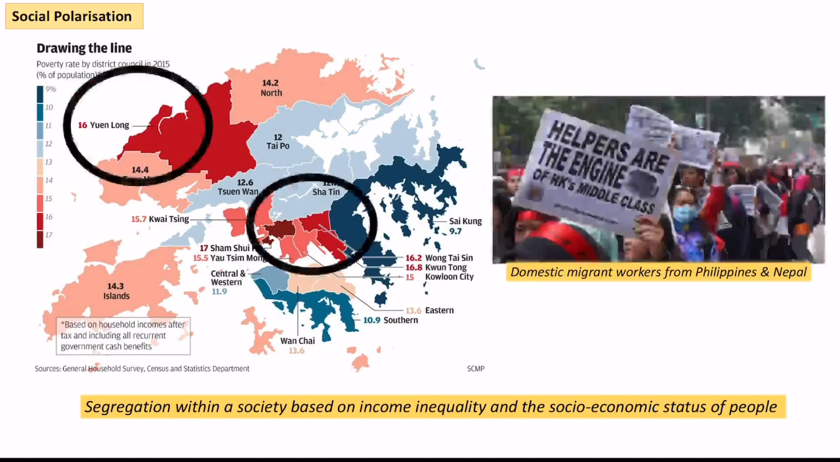It shows that there are varying poverty rates across the whole area. So we might get domestic migrant workers. These are people that work for the richest people in Hong Kong. They would be cleaners, and they're often people from the Philippines and Nepal. They probably earn about a third of that GDP per capita, so about £9,000 a year. You can see that these people would be concentrated in places like Yuen Long and Kowloon City, where the poverty rates are much, much higher.